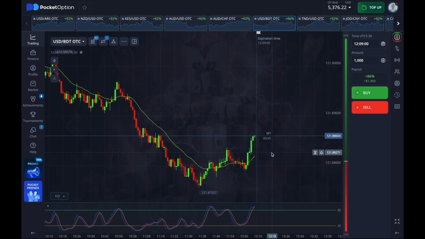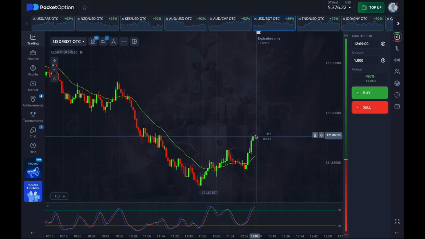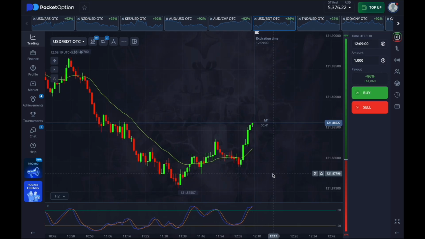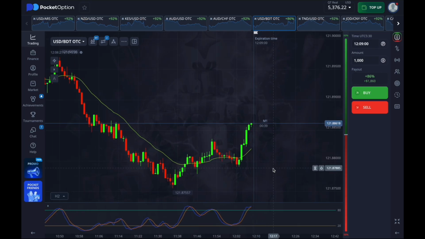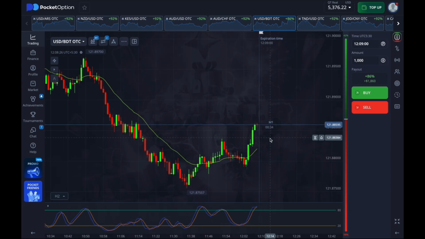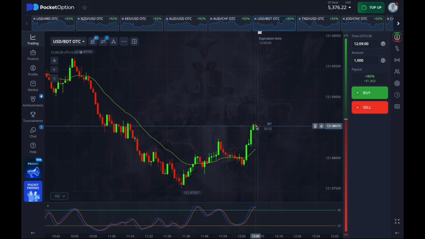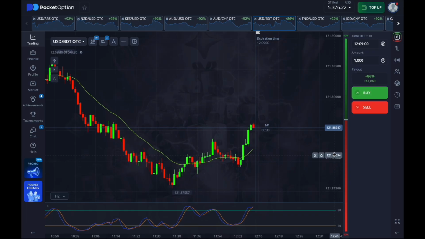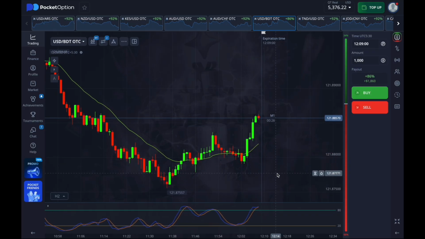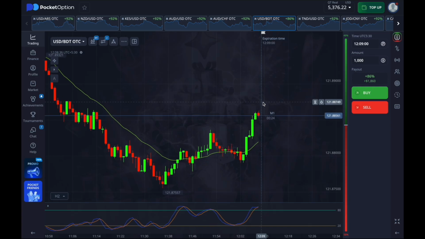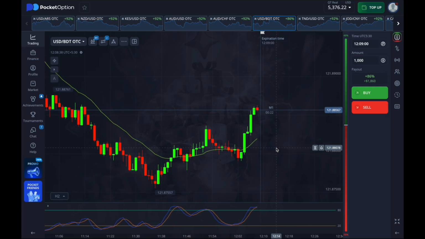All right, guys, here I can see a potential setup developing on this chart. After this candle closes, I'm looking for a put entry. I have multiple confirmations supporting this setup. The first confirmation is that the price is already trading at a relatively high price and my stochastic oscillator is already in the overbought zone.